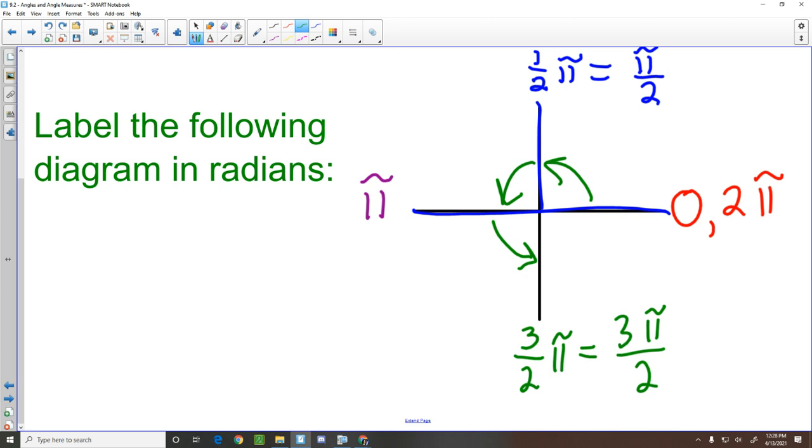Anybody notice anything on this magical graph over here yet? Take a look at the top, pi over 2. Over there's pi, down at the bottom, 3 pi over 2. Ooh. Can't wait to learn about that later this week. It's going to be so much fun. So those are your different key radian values.